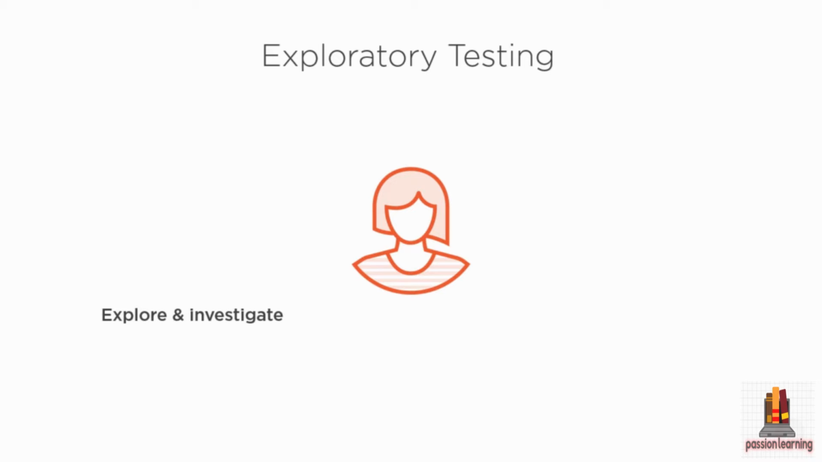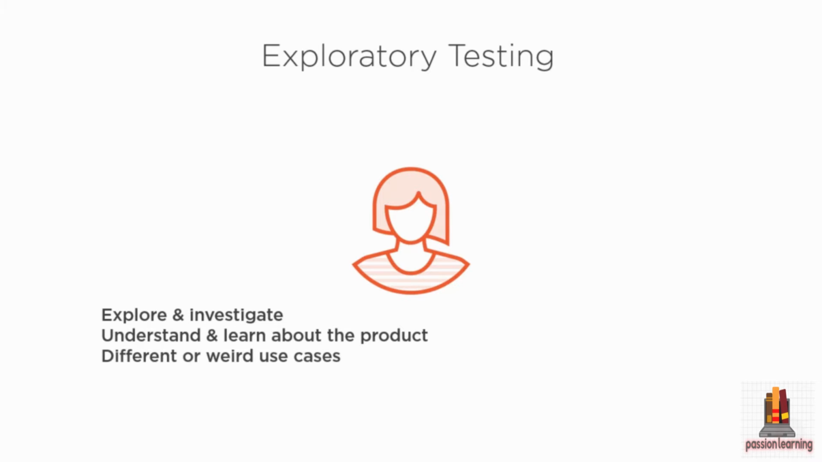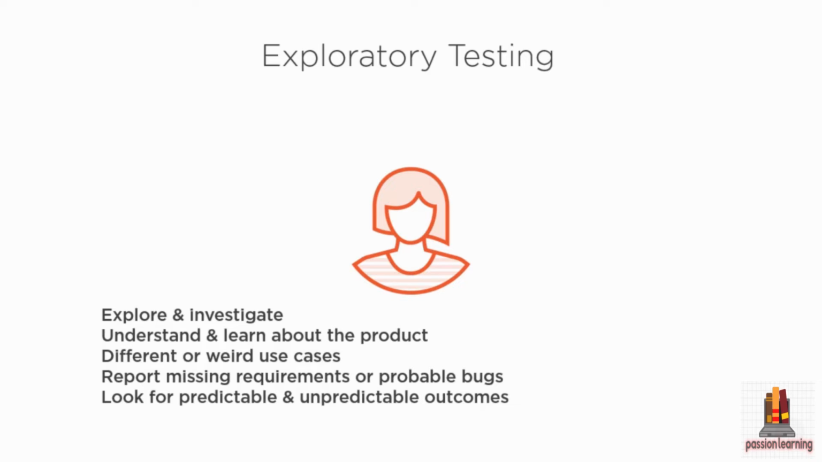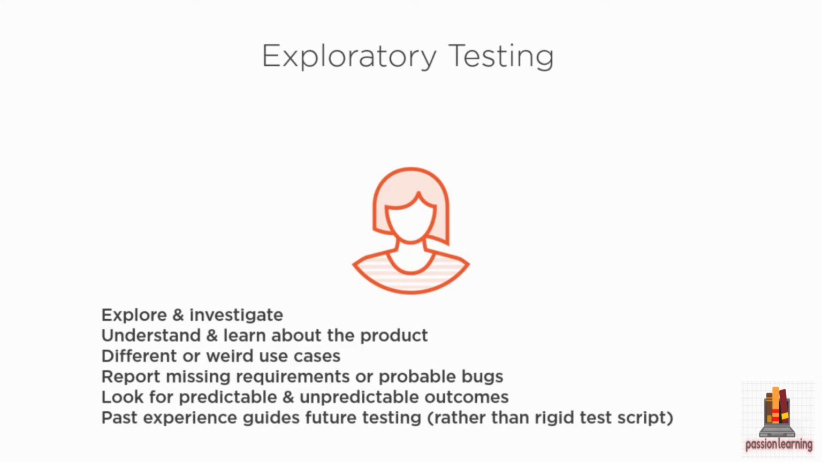With exploratory testing, our QA specialist explores and investigates the system. Their job is to understand and learn more about the product. This can involve using the product in completely different ways, or trying to use the product in weird ways. As an outcome of exploratory testing, the QA specialist can report missing requirements as well as probable bugs. They can also look for both predictable and unpredictable outcomes. Essentially, in exploratory testing, the QA specialist can use their past experience with the product to guide future testing, rather than having any rigid test scripts.